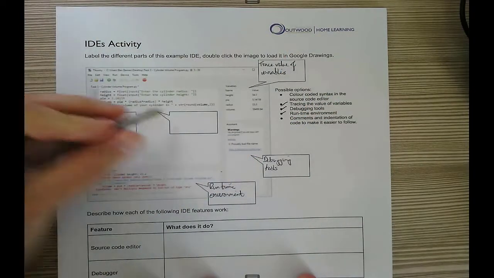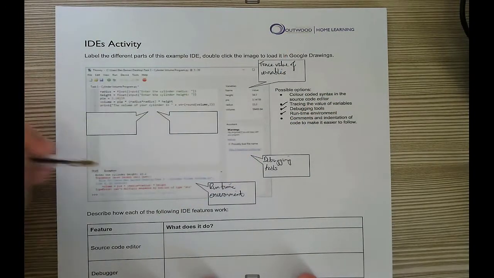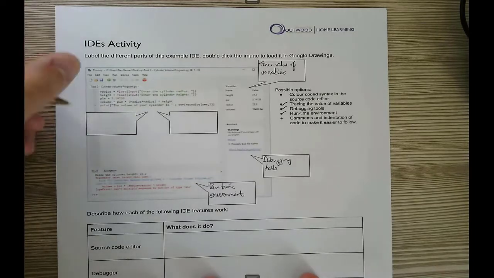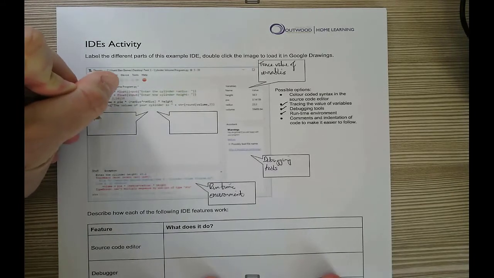And then the last two, they can really be in any order. This is the source code editor, which is where you can edit your code. And there's lots of different things that happen in here. One of them is you get color-coded syntax.